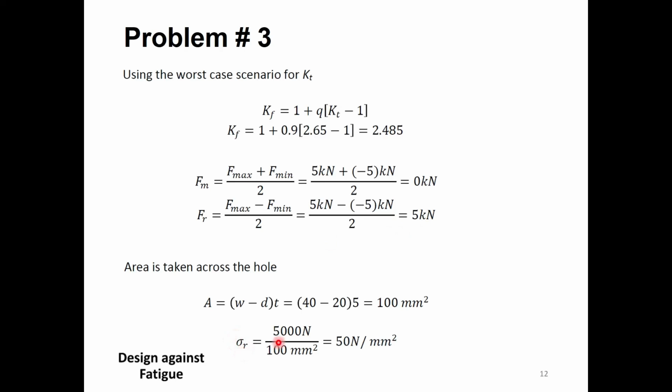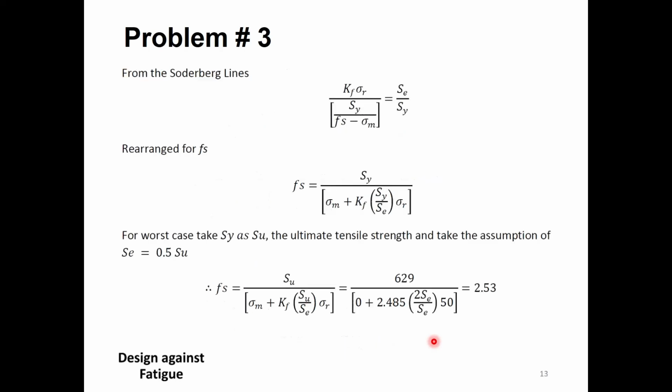So the reversed stress is the reversed force, which is 5 times 10 to the power 3 Newton, divided by the cross-sectional area, which is 100 millimeters squared. So this gives us 50 megapascal. So we can take these values: sigma mean is equal to 0, sigma r is 50 megapascal, and then substitute these values into the Soderberg equation in order to find the factor of safety. So this is the Soderberg line equation based on the similar triangles. And then simply we can rearrange this equation to find the factor of safety.